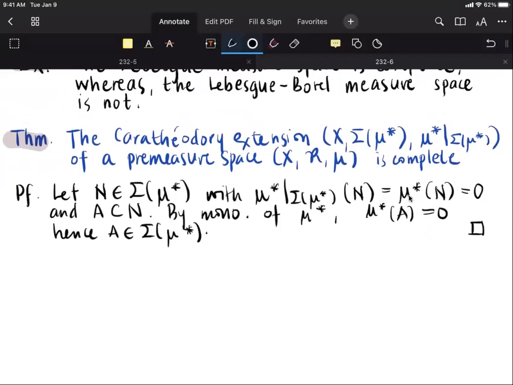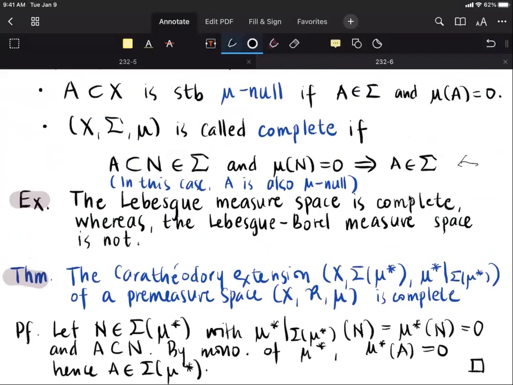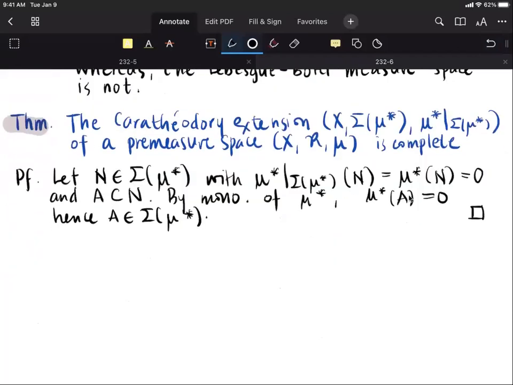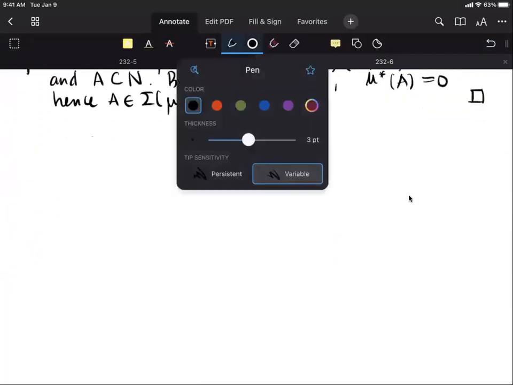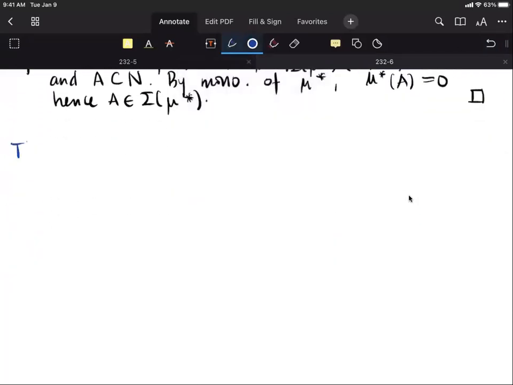So we said that in order for a measure space to be complete, we need all subsets of null sets to also be null. The question is, what if this is not the case? Then we can construct the so-called completion. And this is done in the following theorem.